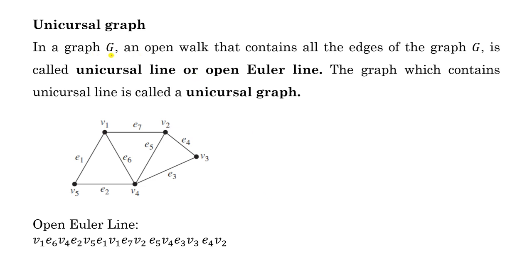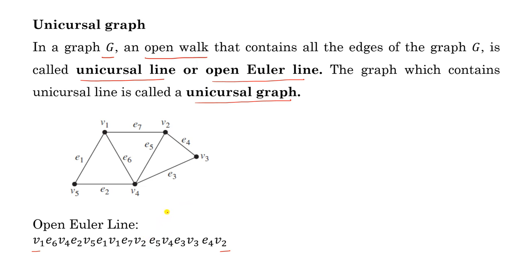Now, unicursal graph. In a graph G, an open walk that contains all the edges of the graph G is called a unicursal line or open Euler line. The graph which contains a unicursal line is called a unicursal graph. Look at this graph. The open Euler line is this one: V1, E6, V4, E2, V5, E1, V1, E7, V2, E5, V4, E3, V3, E4 and V2. The first vertex is different from the last vertex. That's why it is an open Euler line, because it contains all the edges of the graph G.